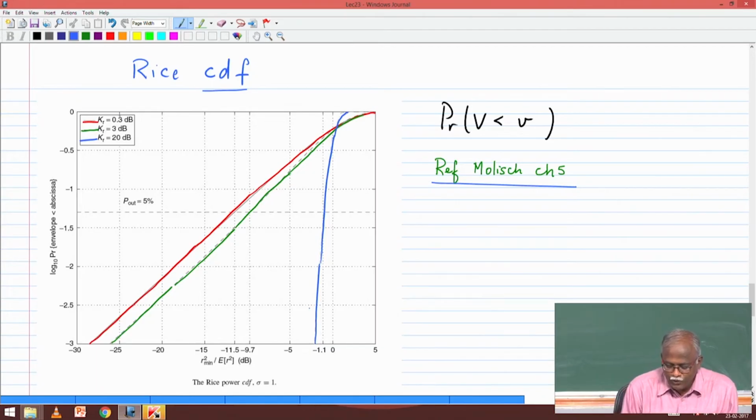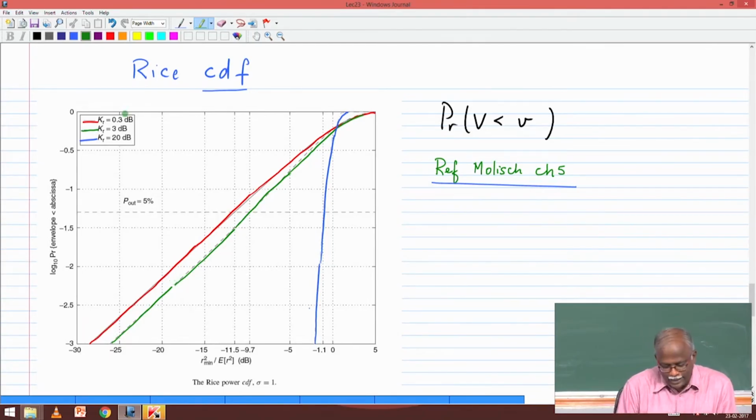So K going closer to 0 means you're closer to Rayleigh. That's the red graph. If you remember when we did the CDF of the Rayleigh distribution, we said that on a log-log scale it will look very linear, and this is very similar to a Rayleigh distribution. What that tells us is that there is a fairly reasonable probability that you will get very low values of amplitude. That is what happens when you have a deep fade. This is where the problem happens with the Rayleigh distribution.